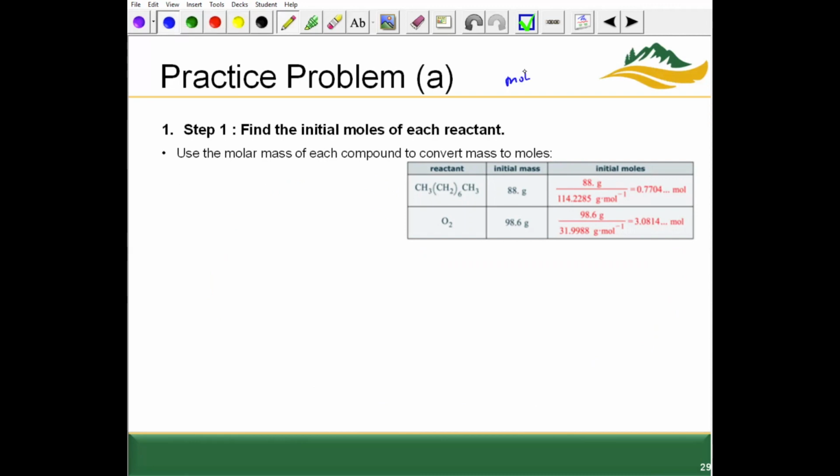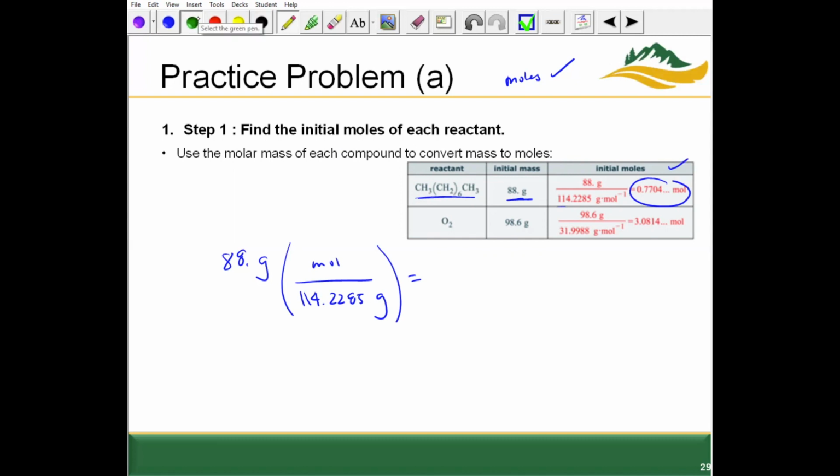Next, we know we need to eventually go into moles. For octane, we start out at 88 grams. You can calculate its molecular mass with all the carbons and hydrogens, comes out to about 114. So we take 114.2285 grams per mole of octane. That gets us 0.7704 moles of octane. We're just focused on the octane and the oxygen from the question we were asked.